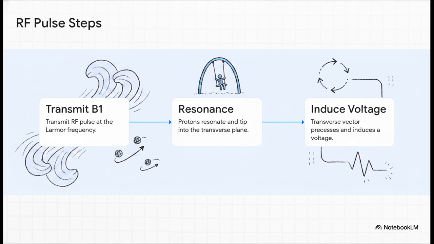Step 3. Once we switch off that RF pulse, this transverse magnetic vector keeps on precessing, basically acting like a spinning magnet. According to Faraday's law of induction, this rotating magnetic field cuts through our receive coils and induces a voltage. That tiny, decaying sinusoidal voltage, that is our initial MRI signal, which we call the free induction decay.